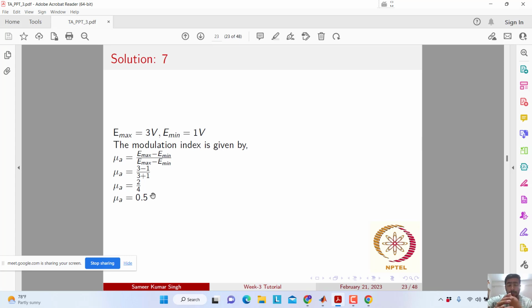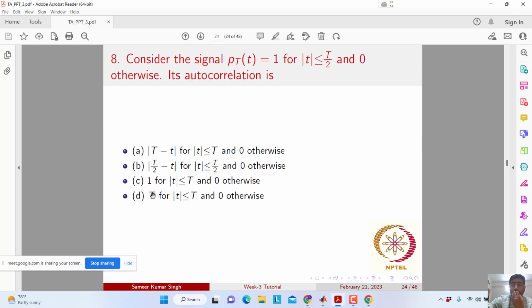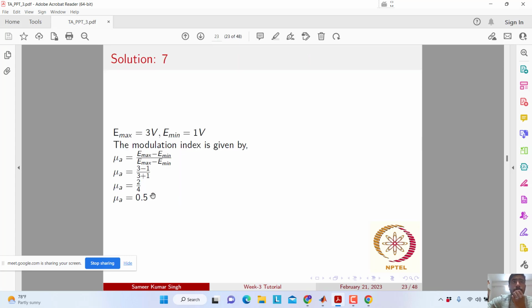If it is not clear, I will explain this concept in the next class by making the pictures. I will discuss this point in the next class. I will come with the proper figure, because I have no writing pad right now.